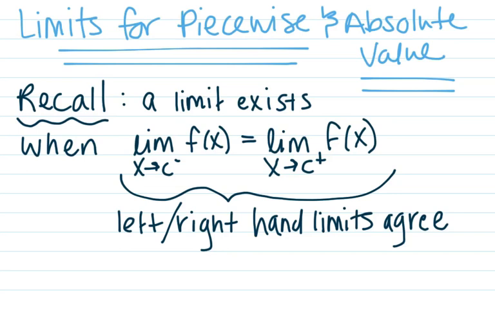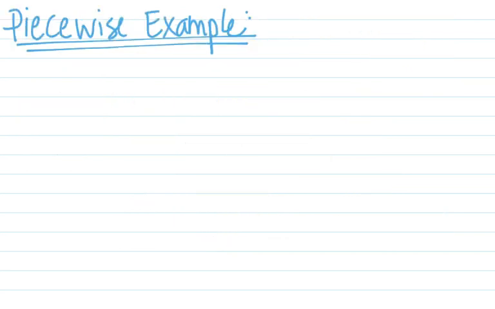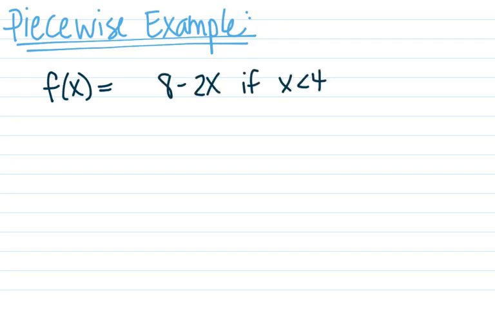And this is the approach we're going to use in this lesson today, since we don't have a graph to look at to evaluate these limits. So let's start with a piecewise example. For the function f of x, we have 8 minus 2x if x is less than 4, and the square root of x minus 4 if x is greater than 4.